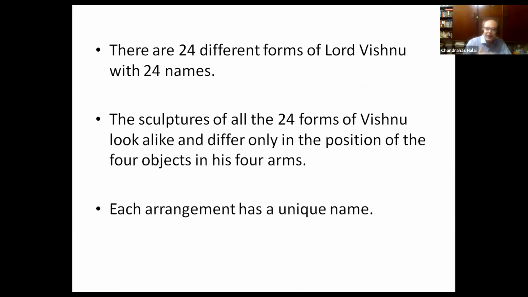That is, we have 24 different forms of Lord Vishnu with 24 names. Now, all the 24 forms of Lord Vishnu have the same sculpture, which look alike. The only differing thing is the position of the 4 ayudh. Now, every arrangement has a unique name. So you have 24 arrangements and 24 names.